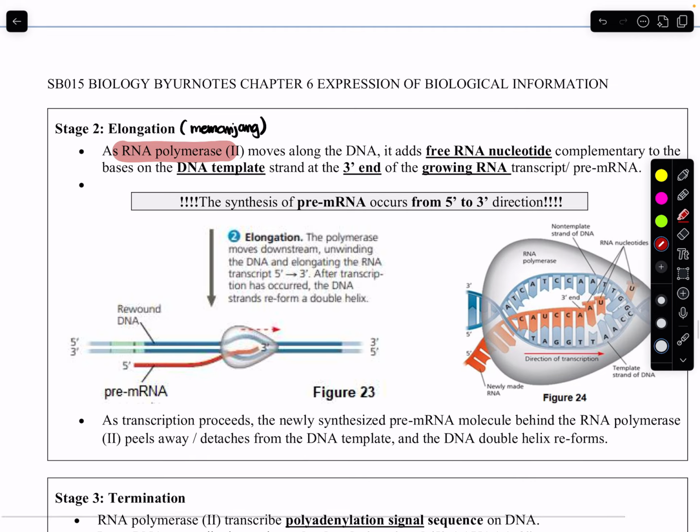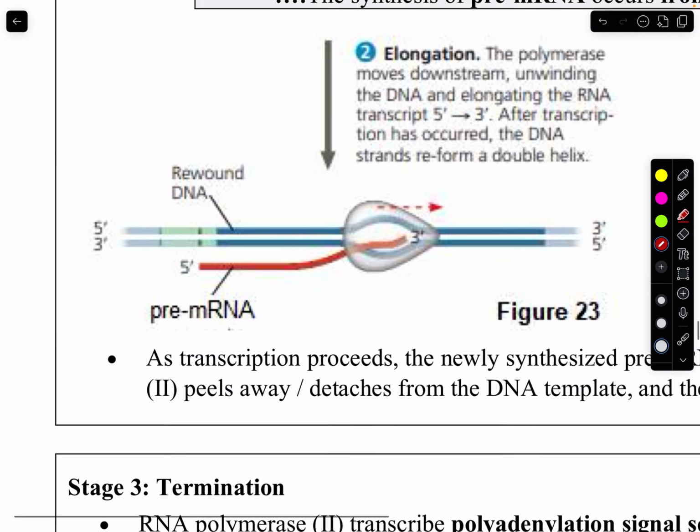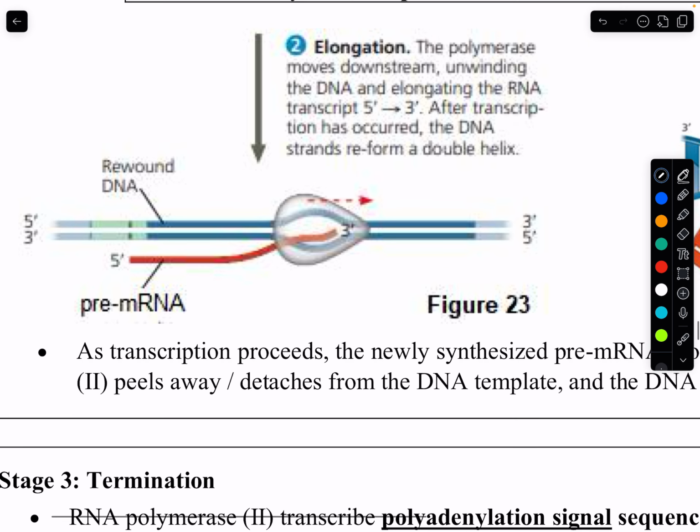Okay, jadi you can say as RNA polymerase move along the DNA, which is this one, this is our RNA polymerase, it will move along the DNA. Do you remember about our strand, template or non-template? Which one is template strand? Okey, betul. So, template strand adalah 3' to 5'. Kenapa? Sebab kita mahu hasilkan mRNA 5' to 3'.